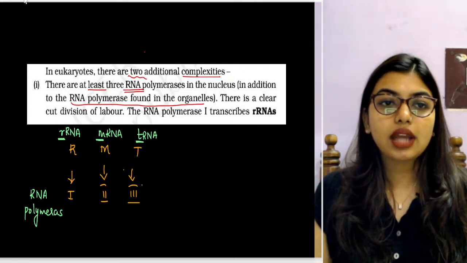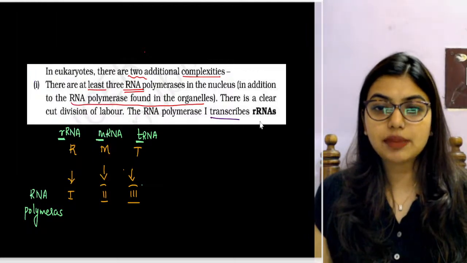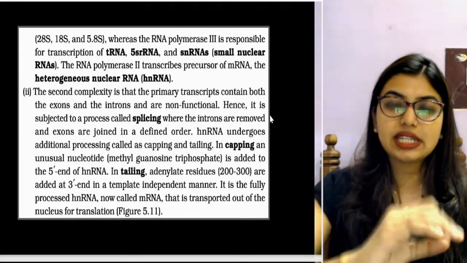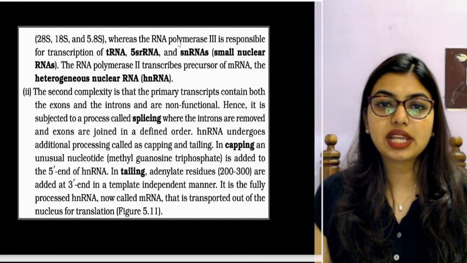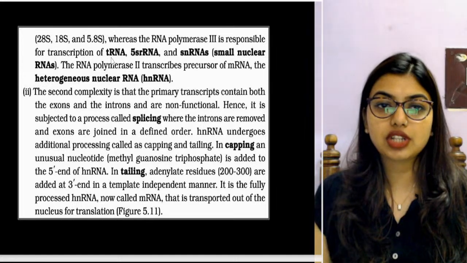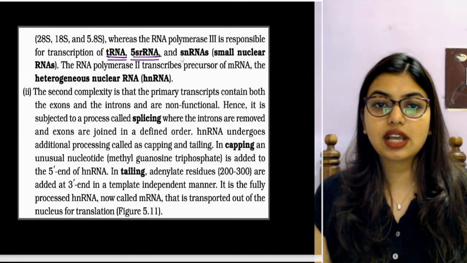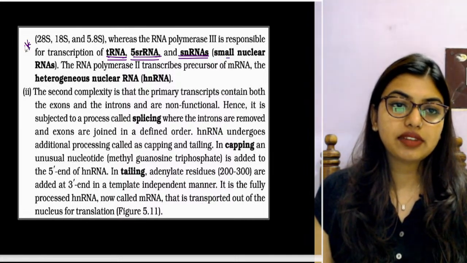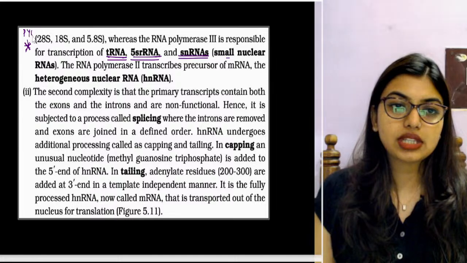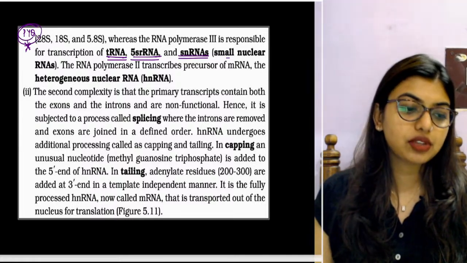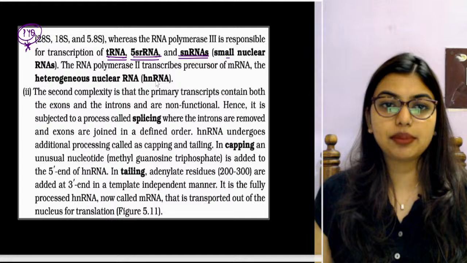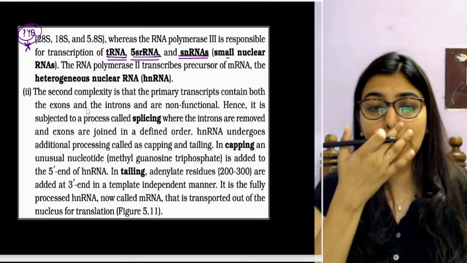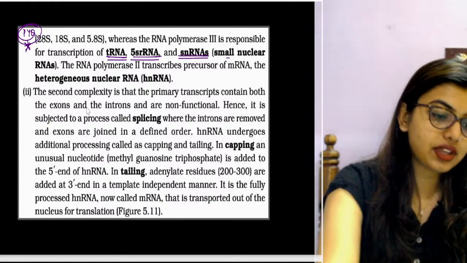See, look here, RNA polymerase 1 transcribes rRNAs, that is, 28S, 18S, 5.8S, whereas RNA polymerase 3 is responsible for the transcription of tRNA, 5S rRNA, and snRNA, which is small nuclear RNA. Students, this is a very, very important PYQ for my NEET students, and for board students also this can come, but for NEET students this is mainly a PYQ, where you have tRNA, snRNA and 5S rRNA.